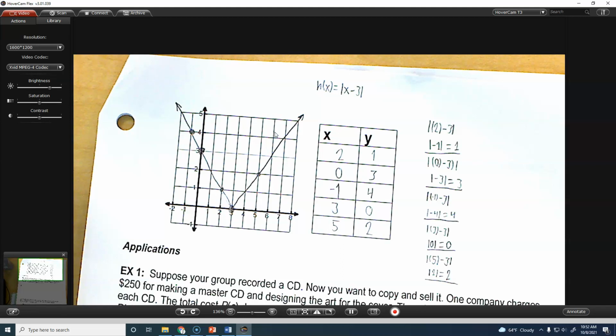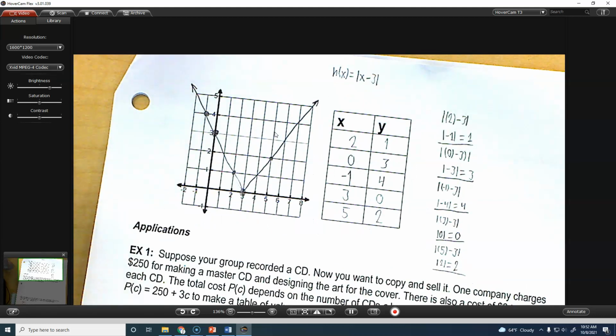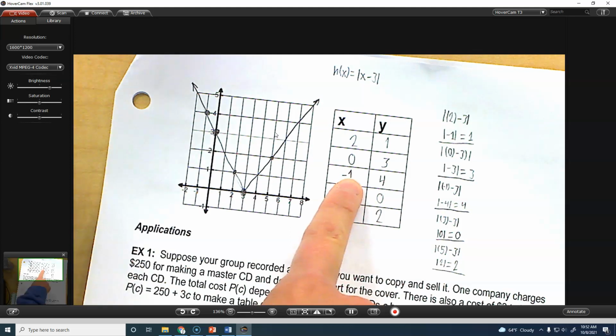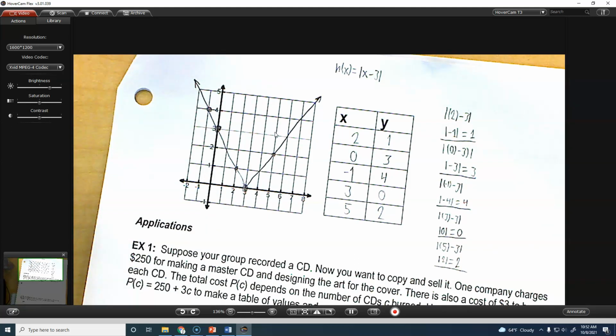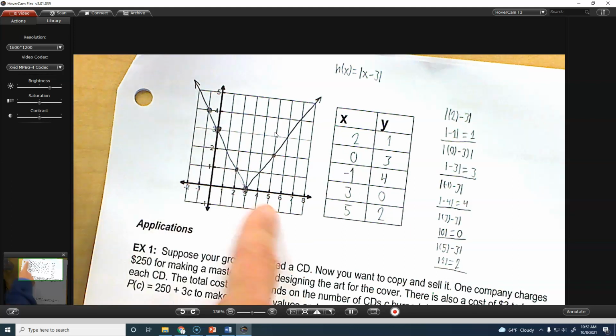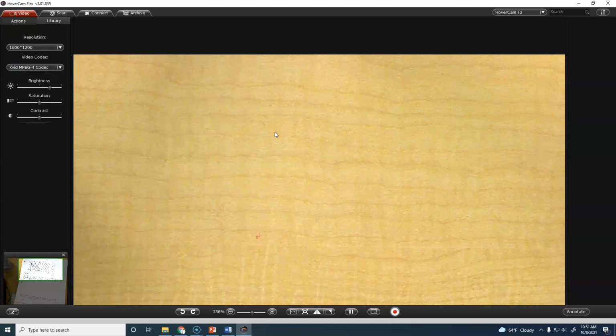Okay? Questions? Please take your hoods off, please, fellas. Right here. Over here. It's -1, 4. And it's okay if you don't have all the dots the same. I just want your lines filled in where you got that V shape like this. Okay? All right.